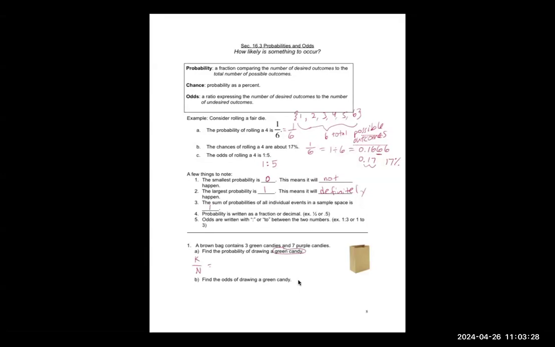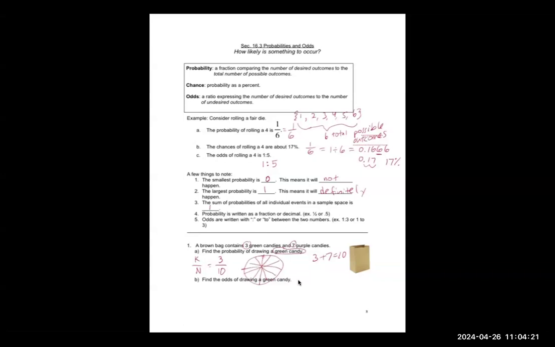I see that there are 3 ways to get a green. There are 3 different greens in there, so there are 3 ways that I'd be happy. And there's 3 plus 7, so there's a total of 10 candies in the bag that I could choose from. That is our total number of outcomes. So 3 of the 10 candies in there are going to make me happy. The likelihood of me drawing one of those is 3 out of 10. And like I said, to visualize how big that is, we could draw a pie with 10 slices, and 3 of those 10 slices would be green.